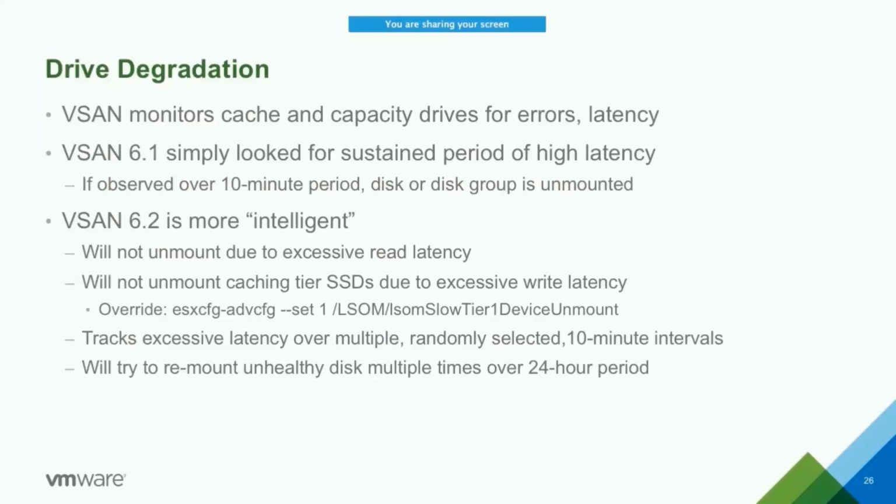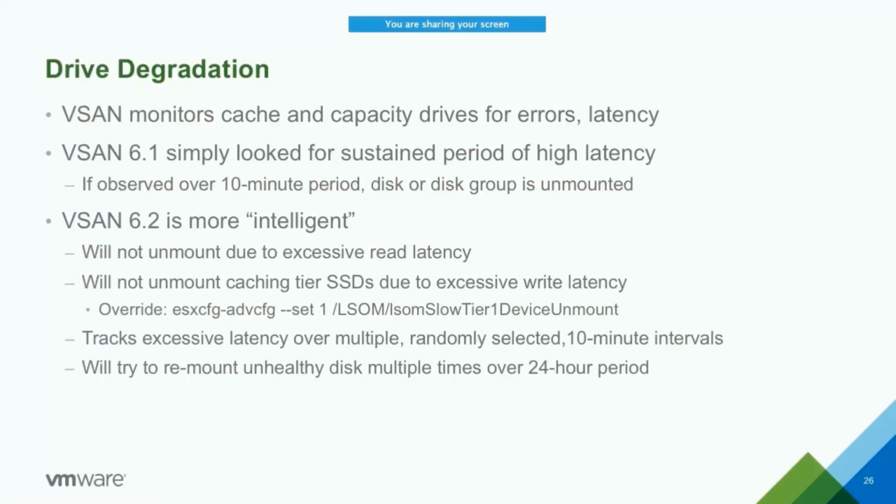So that's nice there, because then what would happen is the lack of performance from that particular disk or disk group then would be avoided. But the problem with that is we only looked over a 10-minute period, which in some cases could produce some false positives. So vSAN 6.2 was engineered a little bit further to be more intelligent. First thing I'll point out is that 6.2 will not unmount a device due to excessive read latency. Also, if we're looking at the cache device, the cache tier in other words, we're not going to see unmount due to excessive write latency there either.